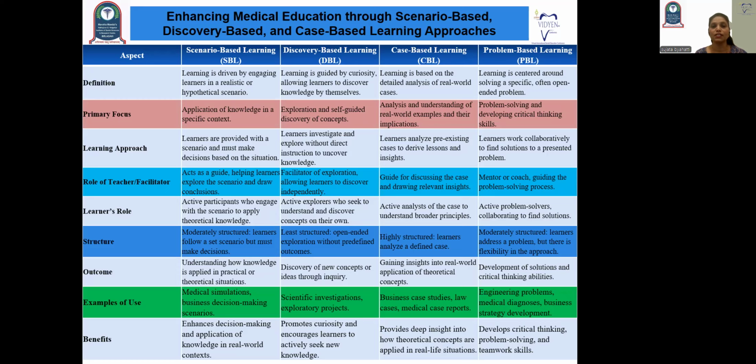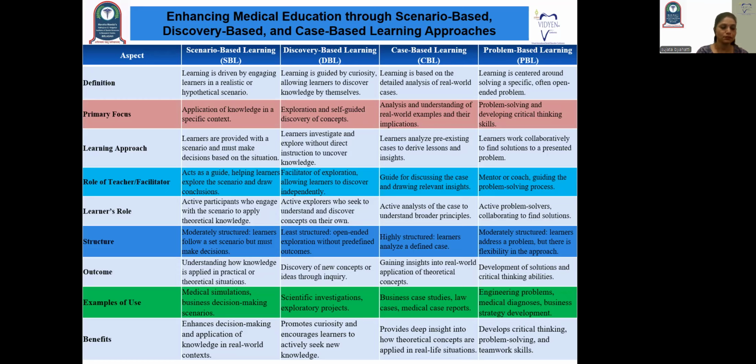The benefits of scenario-based learning: it enhances decision making and application of knowledge in real world contexts. As far as discovery-based learning is concerned, it promotes curiosity and encourages learners to actively seek new knowledge. Case-based learning provides a deep insight into how theoretical concepts are applied in real life situations. And problem-based learning develops critical thinking, problem solving, and teamwork skills.